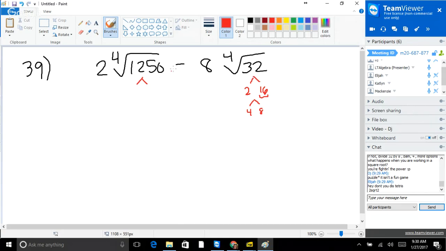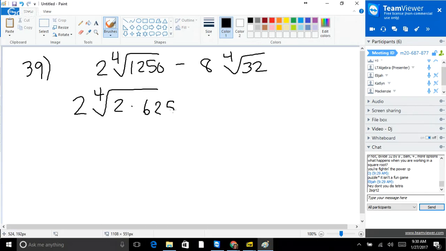Okay, so we're going to at least try dividing 2 out of both of these and see if we come up with anything. So let me go back a little bit. What I mean by that is that I am going to rewrite this as 2 the 4th root of 2 times 625 minus 8 times the 4th root of 2 times 16.